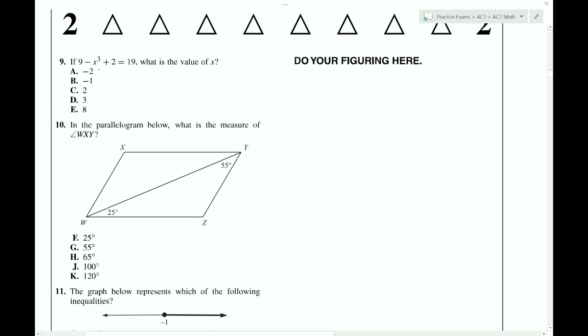Okay, so 9 plus 2 is 11. Alright. Then we can subtract 11 from both sides. We get negative x to the third is equal to 8. So from here we can negate both sides. That will lead the minus sign to go on there. Then we raise both sides to the 1/3 power. And then x would have to equal negative 8 to the 1/3 power, which would be -2.